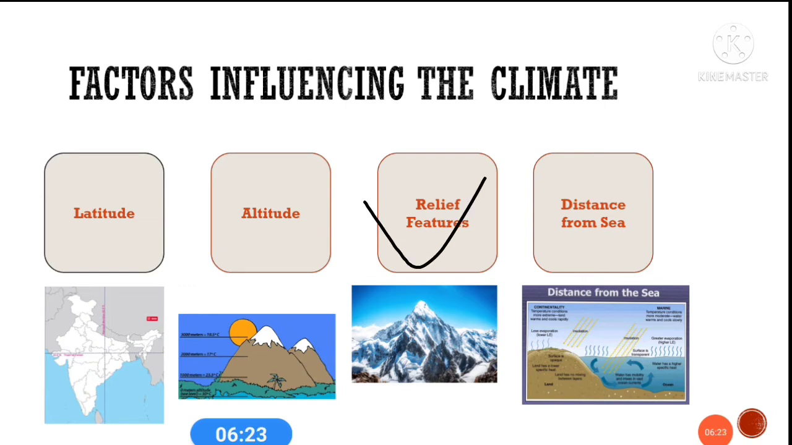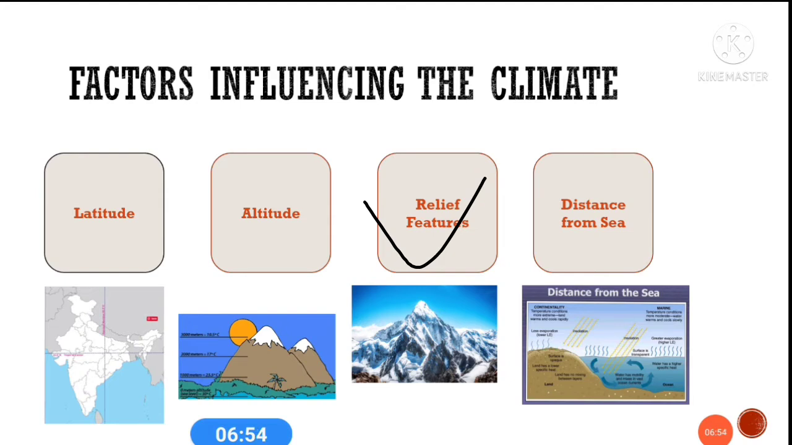Next is relief features. Relief features include mountains, plateaus, plains, peninsula, etc. So relief features influence the climate and distribution of rainfall. The presence of the Himalayas in the north and the sea around the peninsula have played a major role in influencing the climate of India. The Himalayas prevent the cold wind of the Tibetan plateau from entering India.